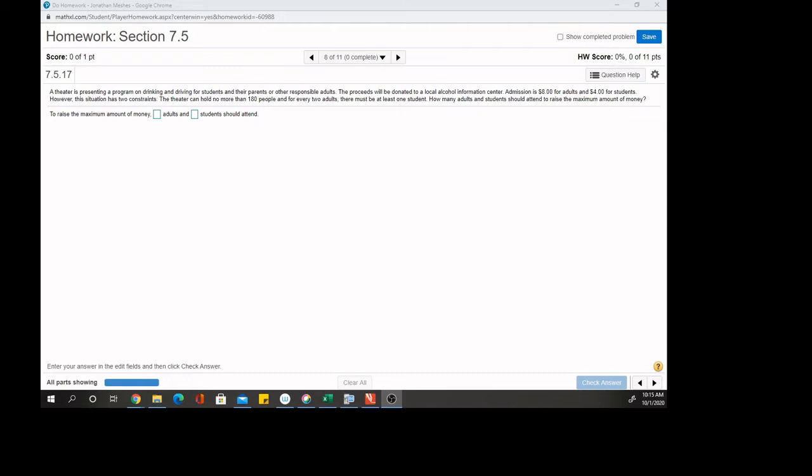So the example we're going to work with here: a theater is presenting a program on drinking and driving for students and their parents or other responsible adults. Proceeds will be donated to a local alcohol information center. Admission is $8 for adults and $4 for students. However, this situation has two constraints. The theater can hold no more than 180 people, and for every 2 adults, there must be at least 1 student. How many adults and students should attend to raise the maximum amount of money?